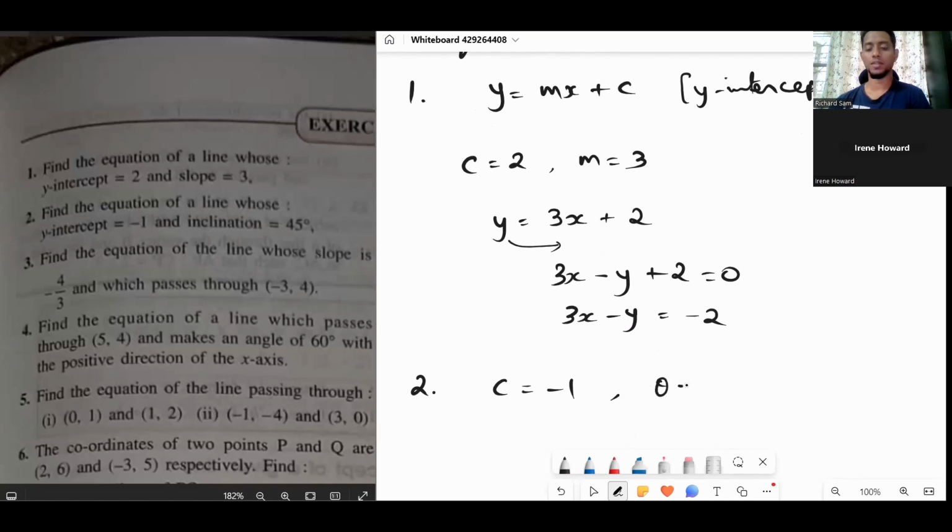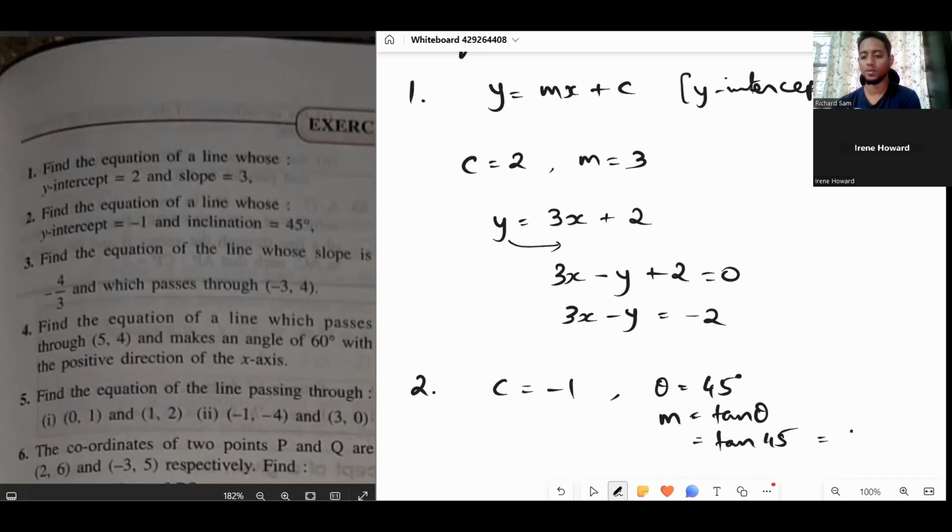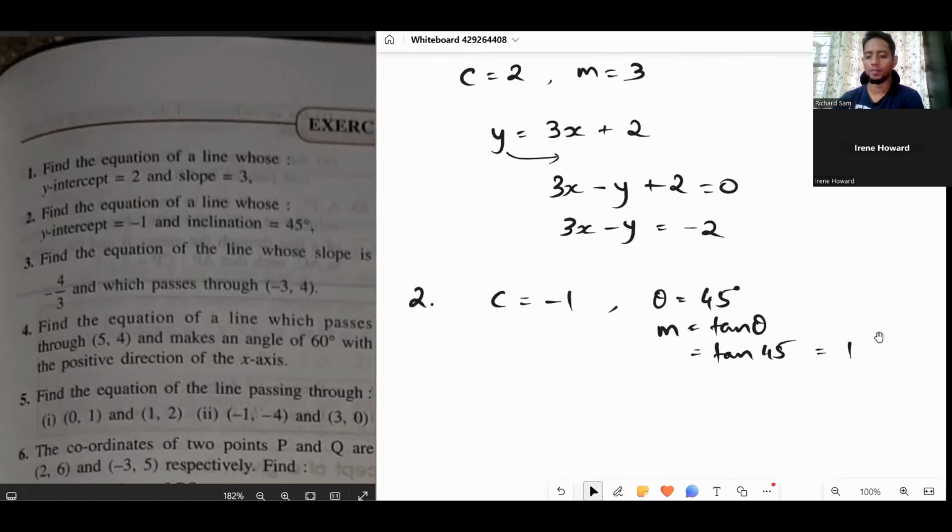Theta, that is, not M. They didn't give the slope here, they gave theta. So, 45 degrees. Can we put this value in place of M? No, we need to find M. How do we find M? Tan theta. That's a formula, right? If you have theta, we can find the slope using tan theta. So, tan 45. How much is tan 45? 1. So, we got the M.